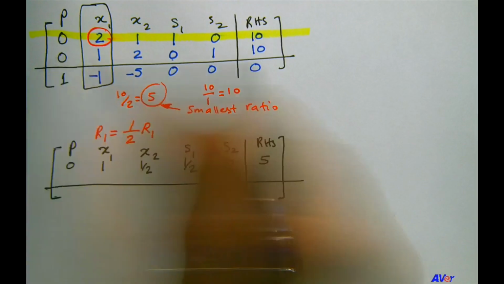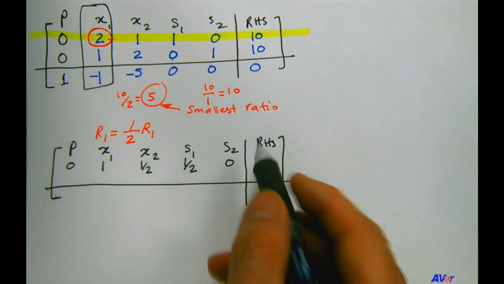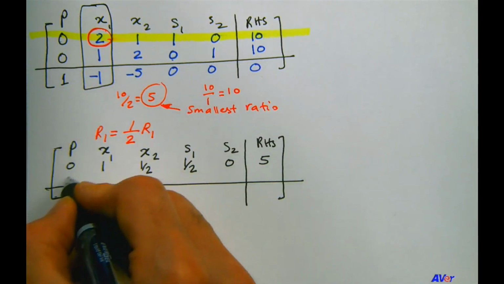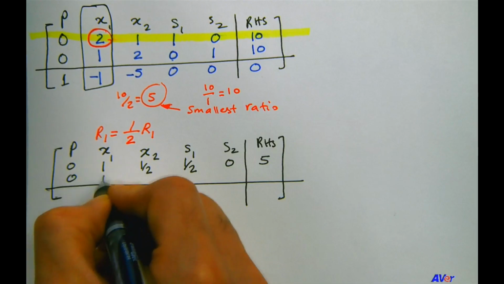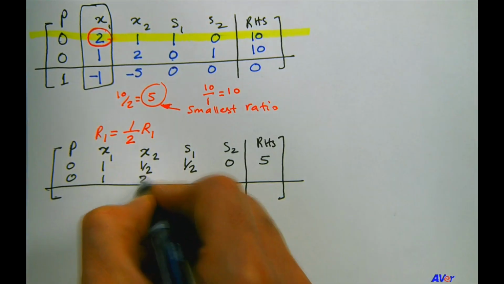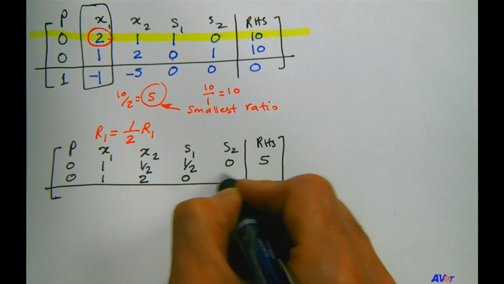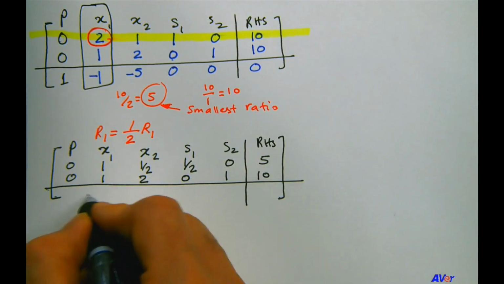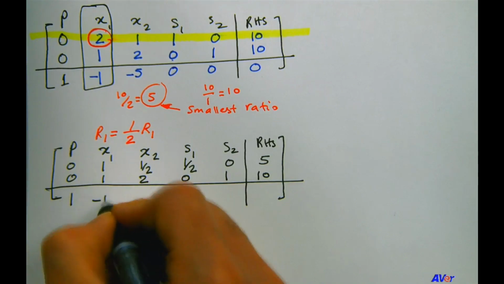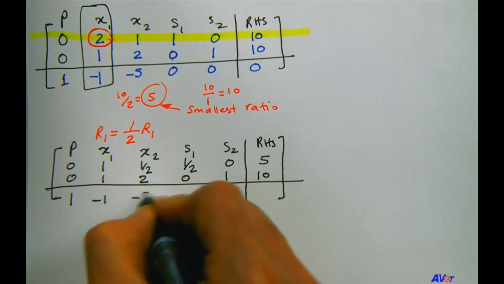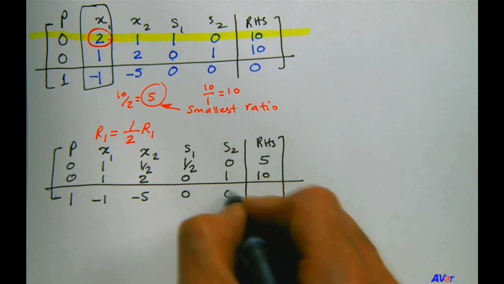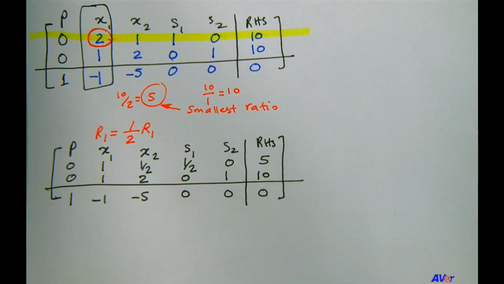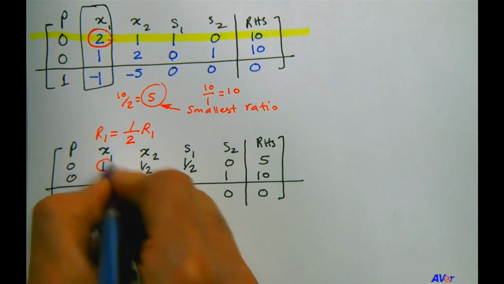Now, the second and the third row do not change for now. So let's write them down as they are. So 0, 1, and 2, 0, 1, and 10. And of course, the 1, -1, -5, 0, 0, 0. Okay, so this is our pivot element.